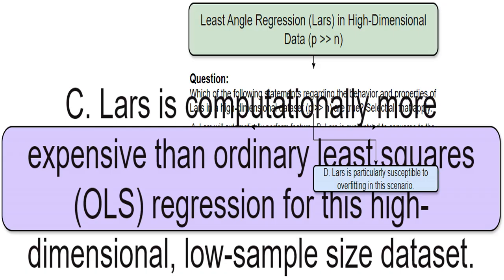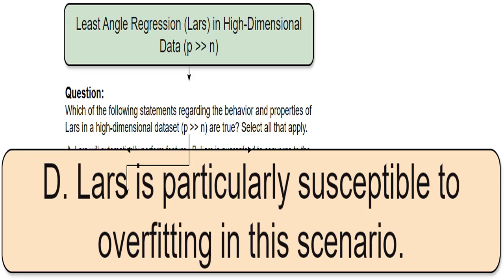This is false. Ordinary least squares, OLS, regression is notoriously slow and can be computationally expensive, or even fail, in high-dimensional cases, involving large matrix inversions which are likely to be unstable. Because Lars adds features one by one, it's computationally more efficient than OLS in this situation, making it a better choice for such datasets. This statement is true.